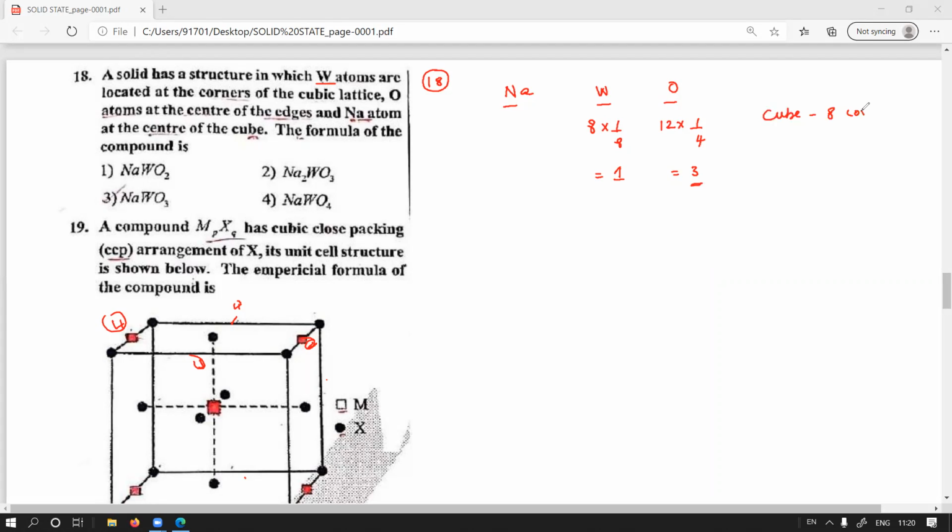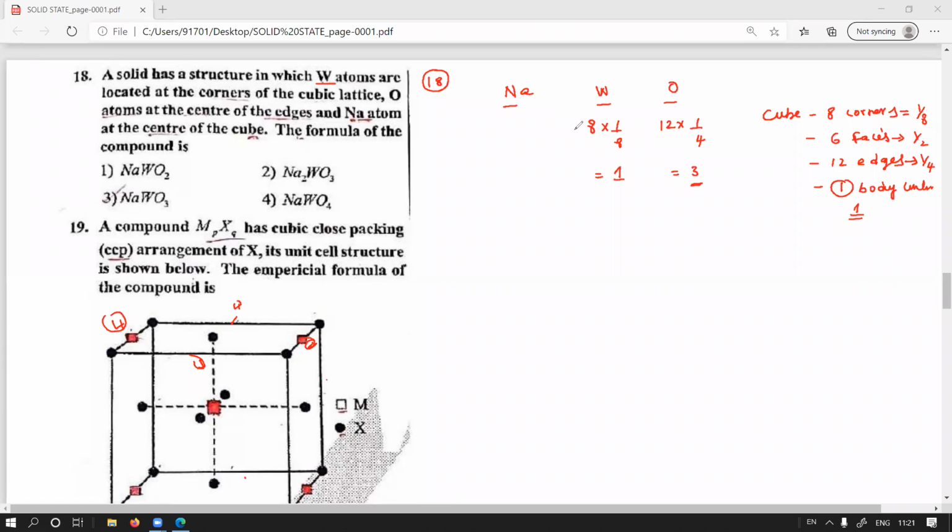A cube has 8 corners, 6 faces, 12 edges, and 1 body center. It is very clear. For each atom, the corner contribution is 1/8. At each face, the atom contribution is 1/2. At each edge, each atom contribution is 1/4. And the body center contribution is 1.